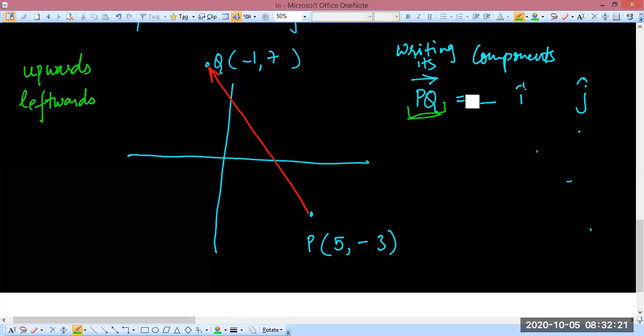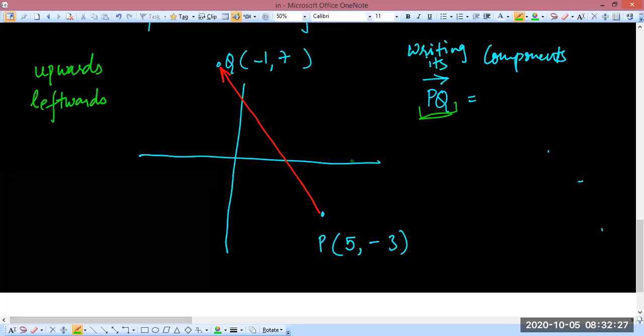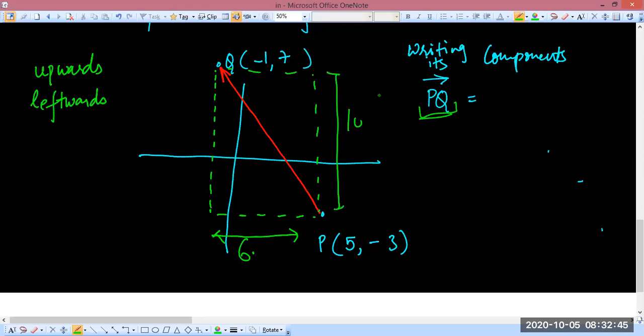So now trap it in a rectangle like I said. Okay, like this. Not a very good drawing, but I'm sure you understand. So I hope you all realize that this is going to be 6, and this is going to be 10. This is going to be 6 and 10.